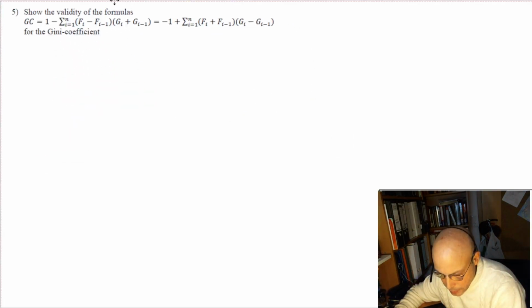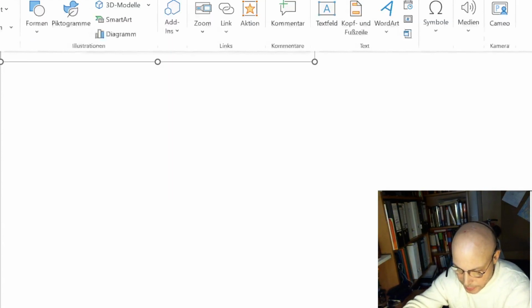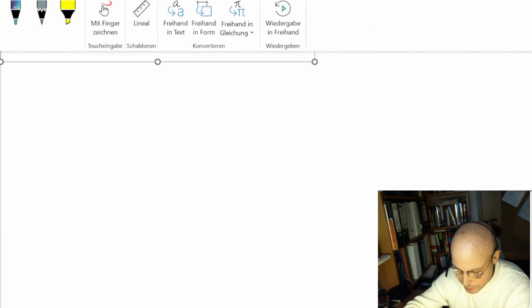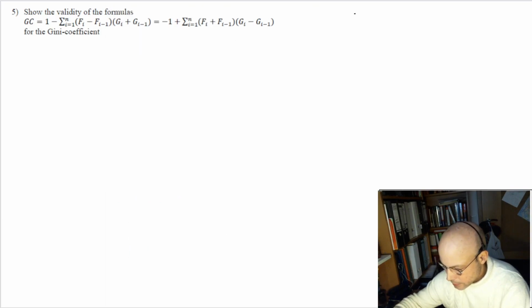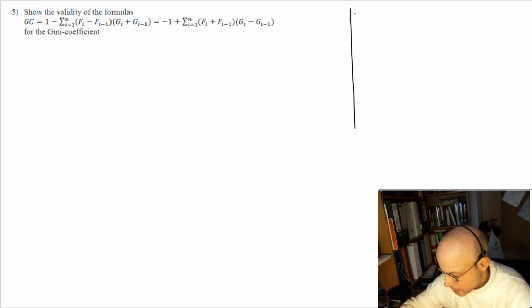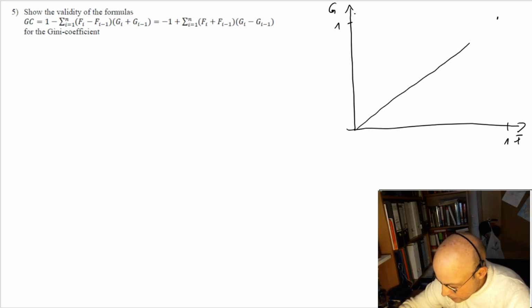So we want to prove that the formula we have applied a minute before is actually true. And for this, let's start again. How was the Gini coefficient graphically defined? G and F, 1 and 1. This was our 45-degree line.